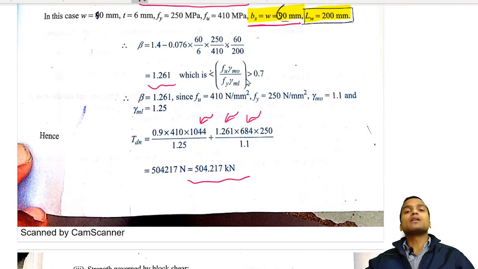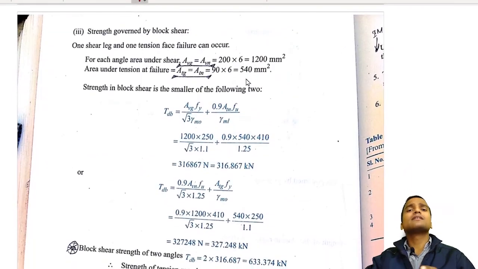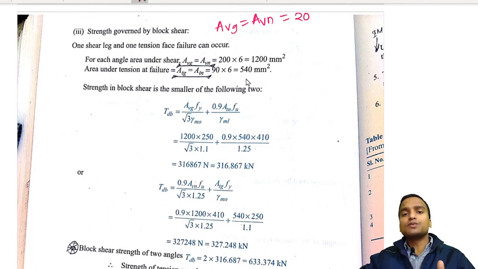And now we have to calculate the block shear strength. As we have discussed, in case of a welded connection, net sectional area and gross sectional area are both the same. Similarly, in case of the shear plane, AVG will be equal to AVN, and here it will be directly 200 into 6. I will show you why it is 200 into 6. Similarly, ATG is equal to ATN, and this is equal to 90 into 6.